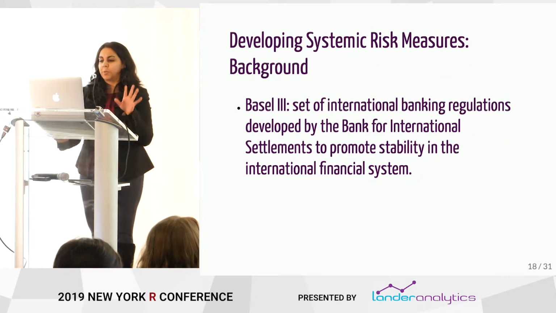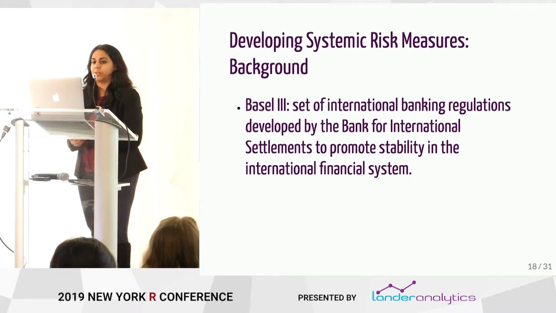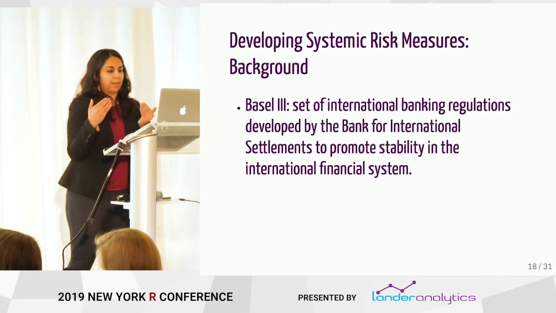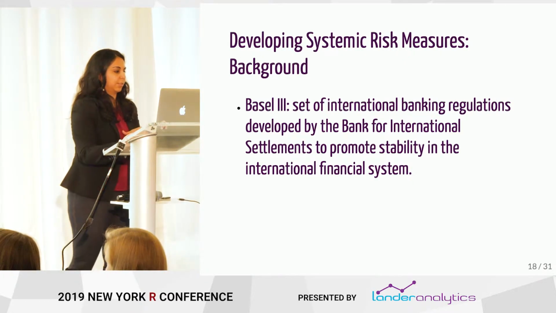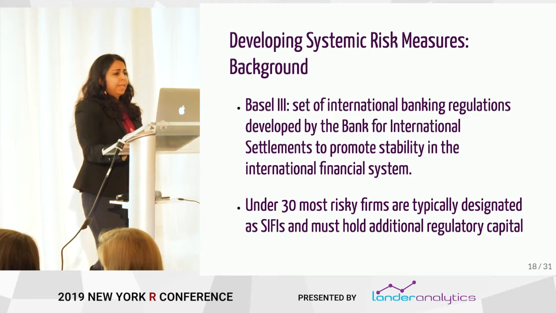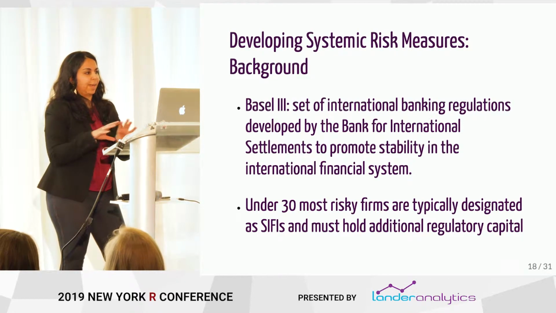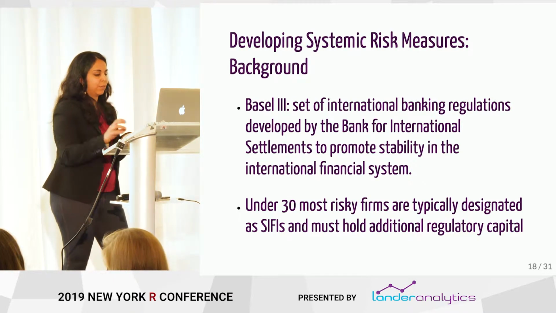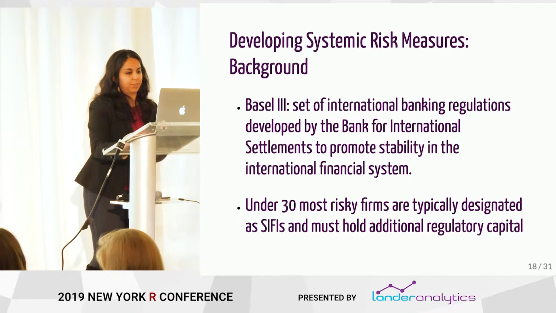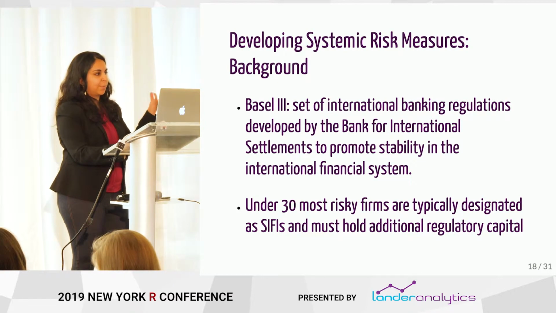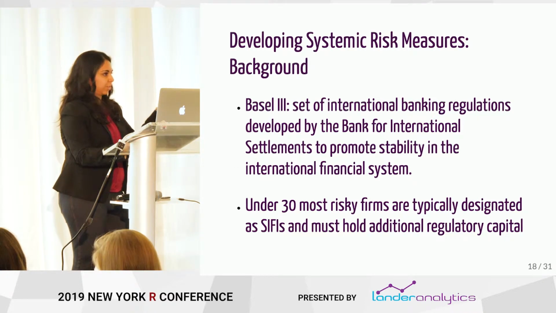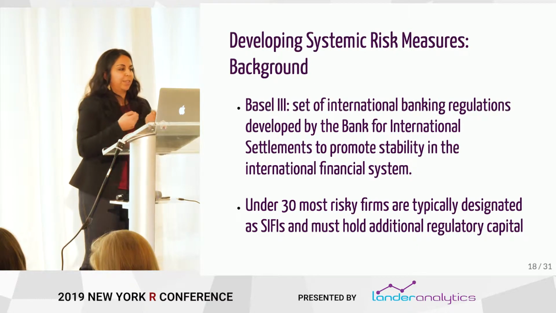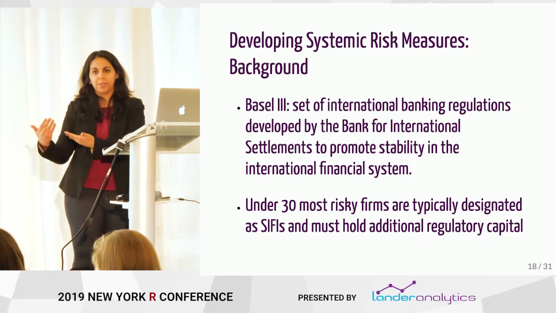Okay, so let's start with Basel III, right? So this is basically the set of international regulations developed by BIS to promote financial stability. And so basically this allows us to reduce the amount of damage that banks can cause in the system. And really only 30 firms are actually designated as SIFIs across the world, right? So just so you understand how big this is and how these are big firms that are actually marked this way. And so the score that they come up with in Basel is actually used to evaluate and tell banks how much money they need to hold on to. So that's why everything connects. It's not just the data, it's also the policy.